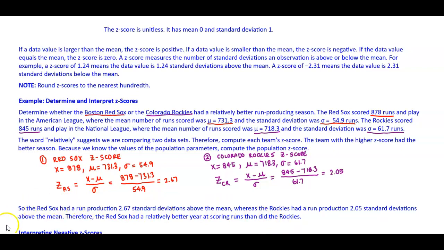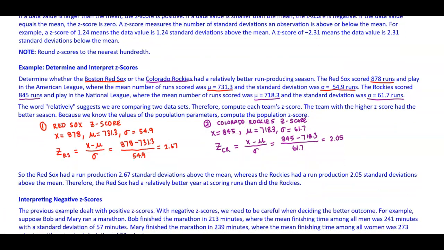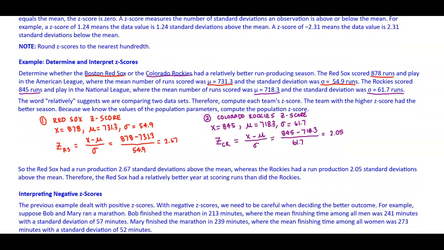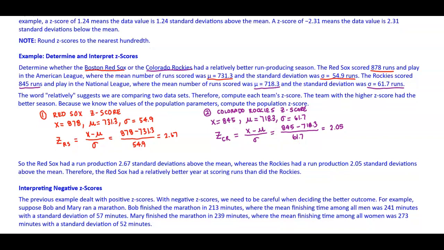Okay, now we want to look at interpreting negative z-scores. The previous example dealt with positive z-scores. With negative z-scores, we need to be careful when deciding the better outcome.